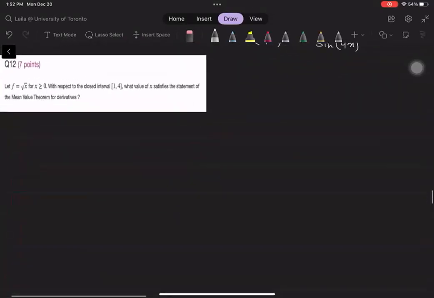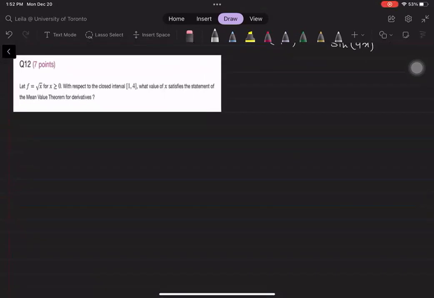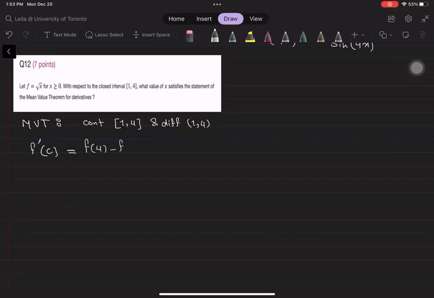Can I go over the next question because it's not that hard? So this one says that you want to use MVT for it. So remember that MVT says that f of x is continuous on your closed interval 1 to 4, and it's differentiable on the open interval, so 1 to 4. And then you know that there's a point in that interval where the derivative is f of 4 minus f of 1 divided by 4 minus 1.